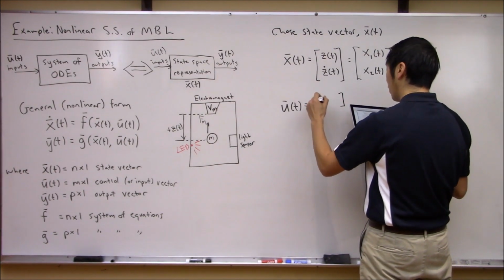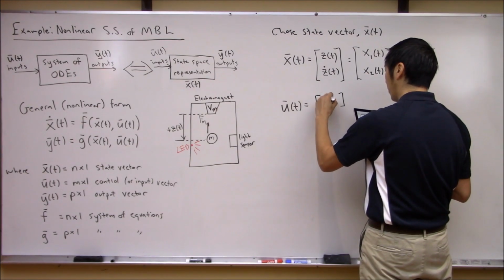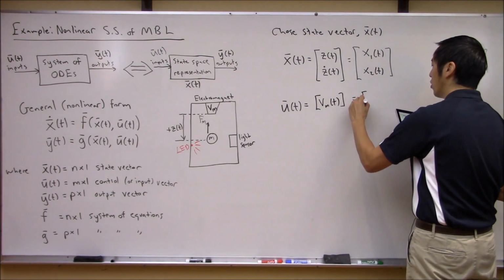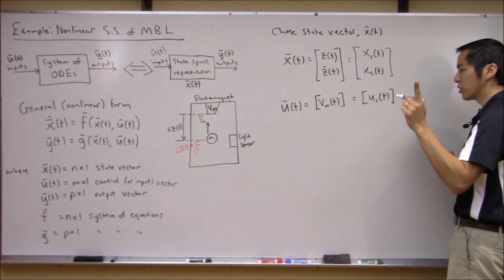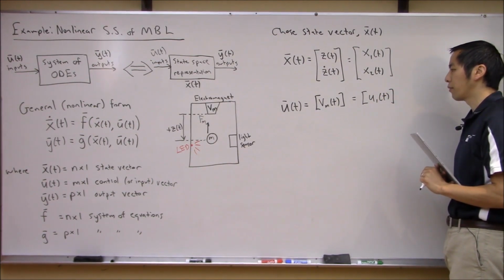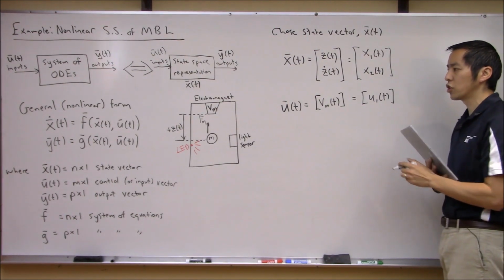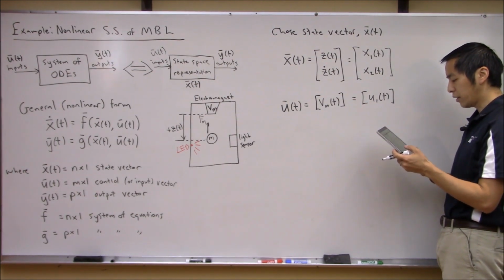Let's call this VM at any given time. I get to specify that, right? So here's my control input, or my control vector. It's just a single control vector of U1, which is the voltage to the electromagnet, right?